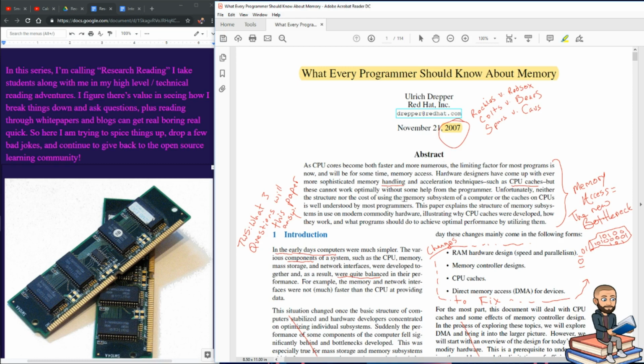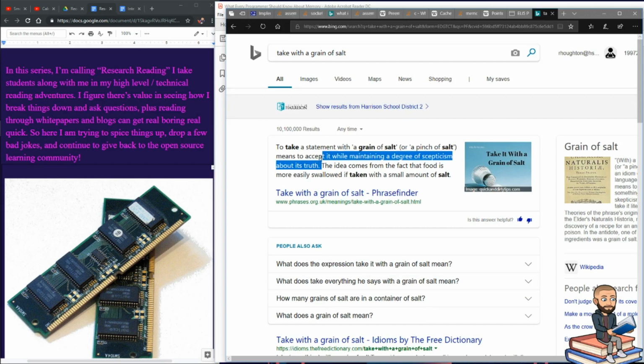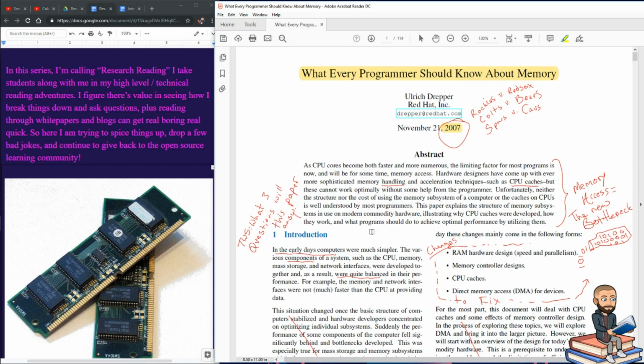The date of this recording is in August 2019. So when I start talking to you about the North Bridge and South Bridge, you're going to have to take that with a grain of salt. So what I mean by that is take that while maintaining a degree of skepticism about its truth, because if I'm talking North and South Bridge, if I'm talking about processors that are old, sure, a lot of this still applies, but it's not going to be true for the newest of processors. Or I should really say the newest of DRAM modules out there, because that's what this paper is focusing on. I just did a huge series on CPUs, now I'm trying to learn more about the RAM.